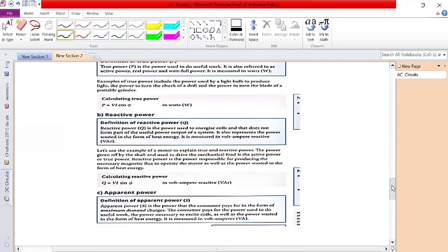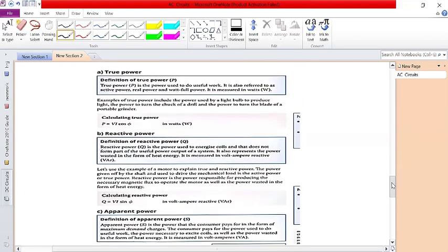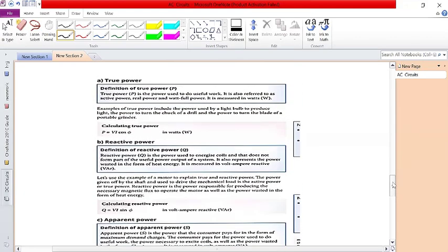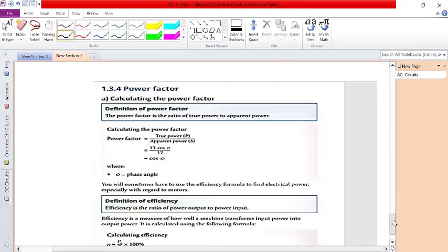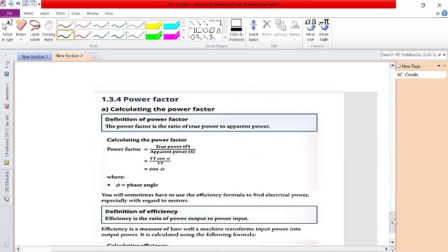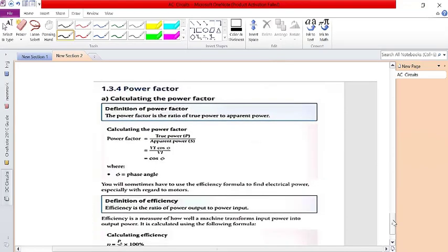So in AC circuits, if you're asked to find power, most likely they're referring to true power, so you need to use the formula P equals VI cos phi. Then as we are talking about power, we have something called power factor, which is a ratio between true power to apparent power. So power factor is also given by cos phi.